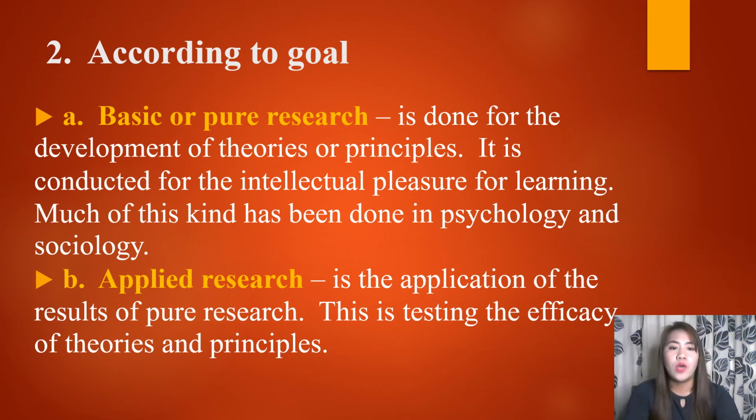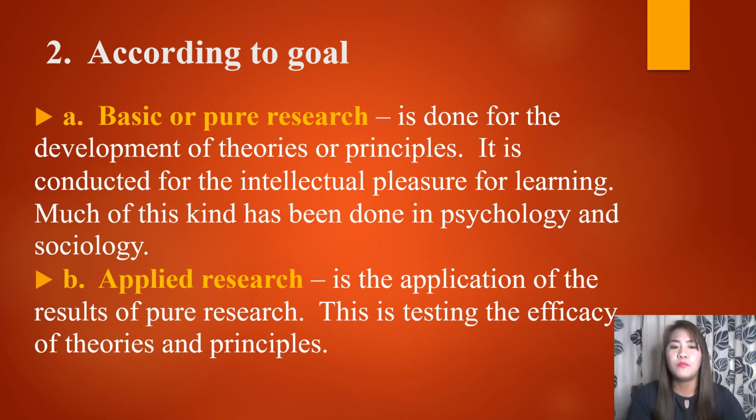Next, we have also according to goal. For according to goal, we have two: basic or pure research and applied research. Basic or pure research is also known as fundamental research. It is done for the development of theories or principles. It is conducted for the intellectual pleasure of learning. Much of this kind has been done in psychology and sociology.